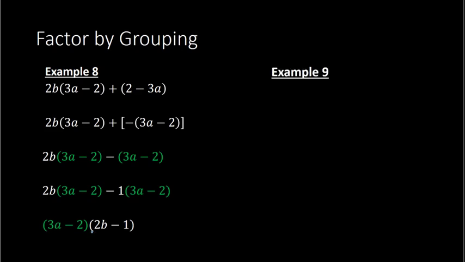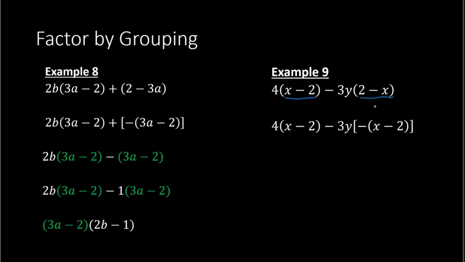Example 9. A similar type question where we have 4 times parentheses x minus 2 minus 3y times 2 minus x. Notice that in the parentheses, the only thing different is the sign. Here we have a positive x and a negative 2. Here's a negative x and a positive 2. So I can recognize this as being opposites. So we know that 2 minus x is the negative, the opposite, of x minus 2.